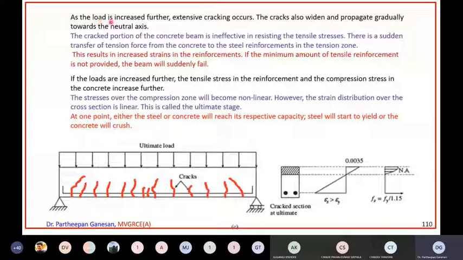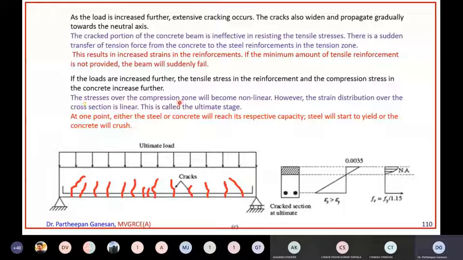As the load is increased further, extensive cracking occurs. The crack also widens and propagates gradually towards the neutral axis. Initially the crack may be only here, and it percolates like this towards the neutral axis. The cracked portion of the concrete beam is ineffective in resisting tensile stresses. There is a sudden transfer of tension force from concrete to the steel reinforcement in the tension zone. Because cracks are developing, concrete is not able to take tensile force, so that tensile force is transferred to the tensile steel present here. Now, if the load is increased further, the tensile stress in the reinforcement and the compressive stress in the concrete increase further.